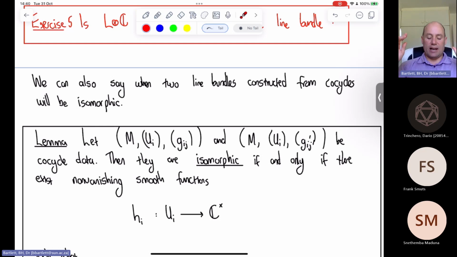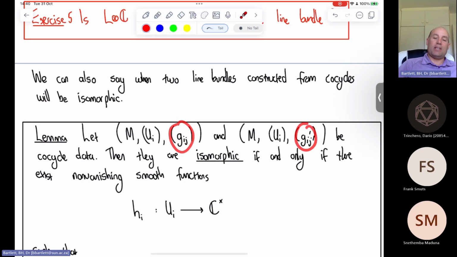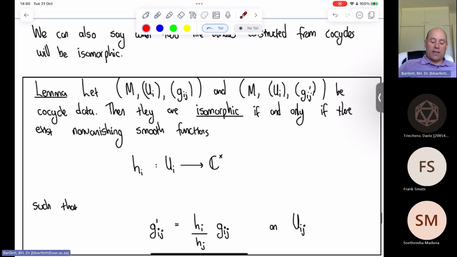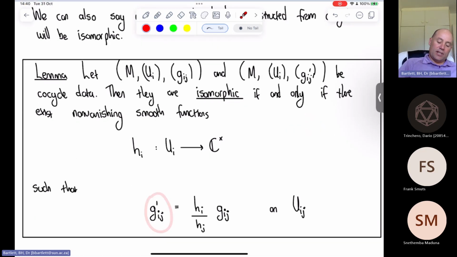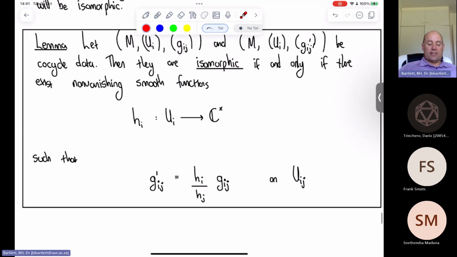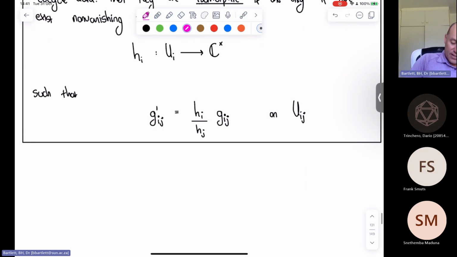Then the claim is that the line bundles constructed from this cocycle data are isomorphic if and only if there exist, this g_rj doesn't have to be equal to that g_rj prime, but there must exist non-vanishing smooth functions such that g_rj prime is equal to this quotient times g_rj. Right? So these h_r are defined on the open sets U_i. Okay, I should actually give this as an exercise as well.